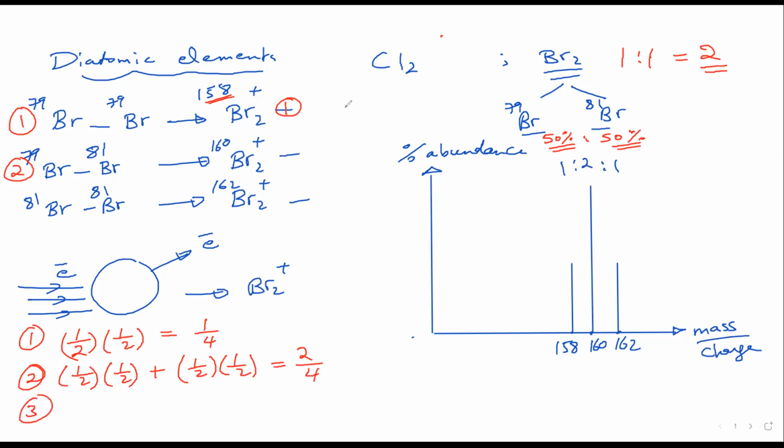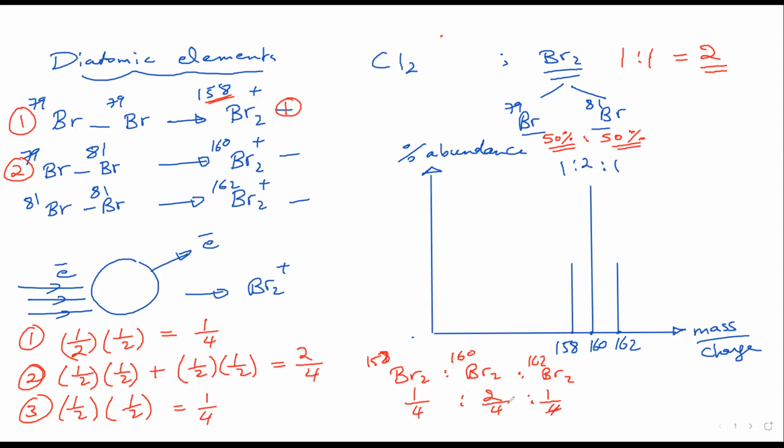And for the last probability, that both bromine atoms forming the Br2 molecule are of the isotope 81. The probability that the first one is 81 is 1 over 2, times the probability that the second one is 81, also 1 over 2. If we multiply them together, we get 1 over 4. So the ratios of Br2 158 to Br2 160 to Br2 162 would be 1 over 4 to 2 over 4 to 1 over 4. We cancel the 4 and we get the ratio 1 to 2 to 1. That's why the peaks here are in this ratio, which is 1 to 2 to 1.